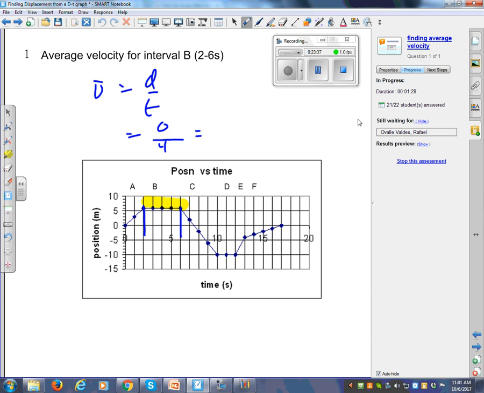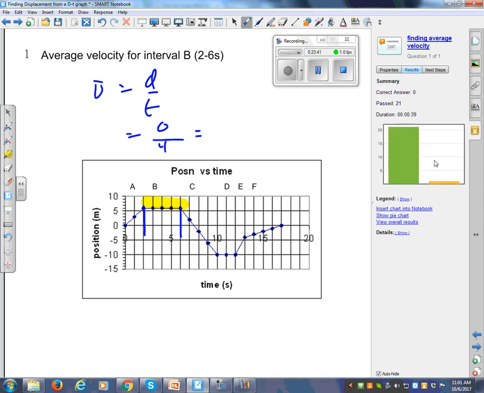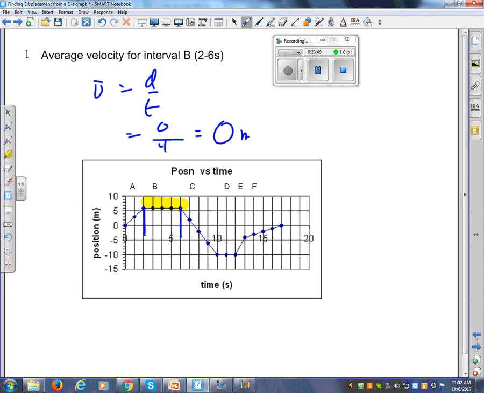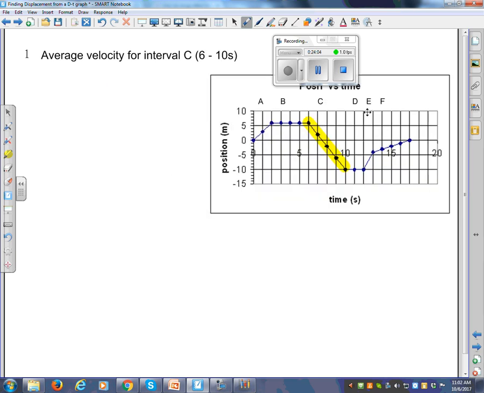0 divided by 4. Please, everyone. Checkbook right there. 0 divided by 4 is 0. Remember I told you, when a flat line, it means it's 0. Stop. What does stop mean? Not moving. What's the velocity of your stop? 0.